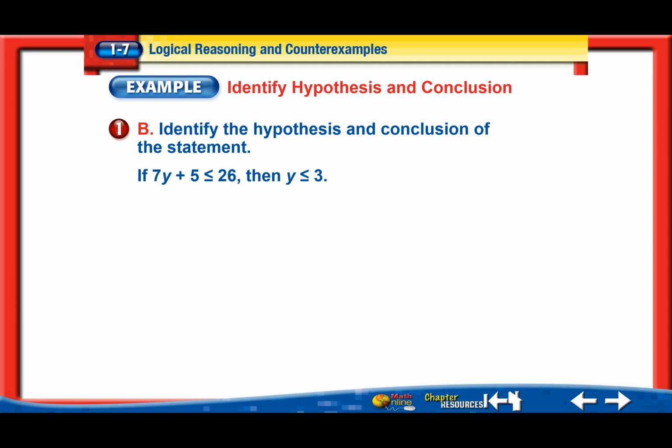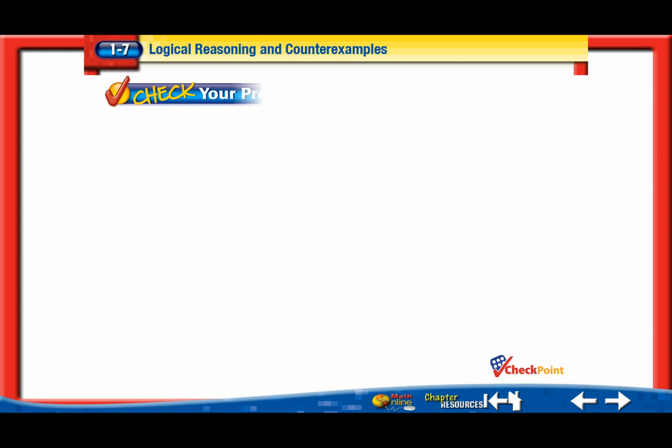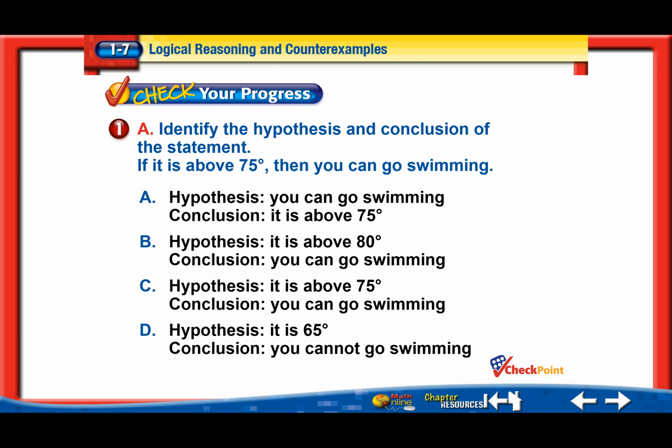All right, hypothesis and conclusion again. If 7y plus 5 is less than or equal to 26, then y is less than or equal to 3. So hypothesis: 7y plus 5 is less than or equal to 26. Conclusion: y is less than or equal to 3. All right, pause this one, give it a shot. All right, if it is above 75 degrees is my hypothesis, then you can go swimming. Conclusion: you can go swimming. It's just matching them up.